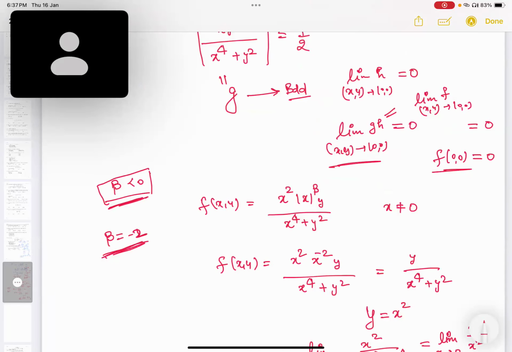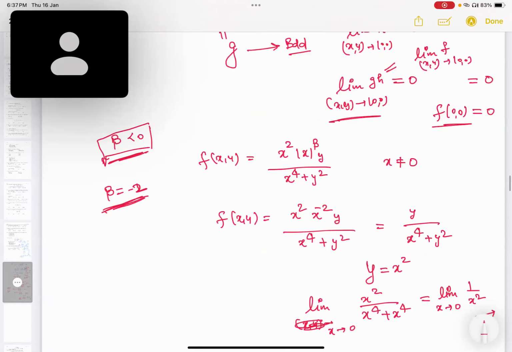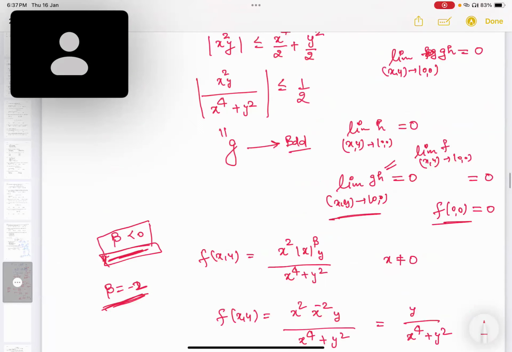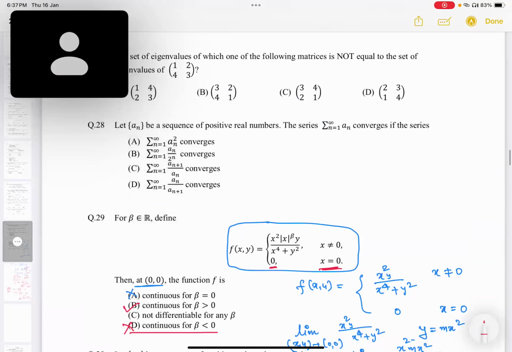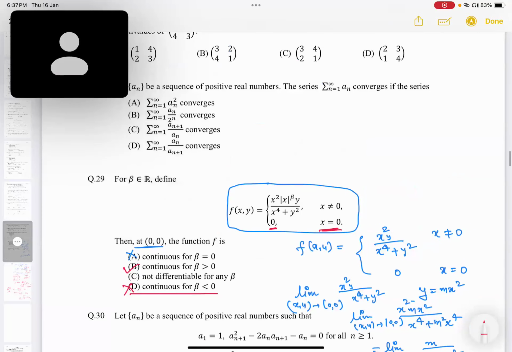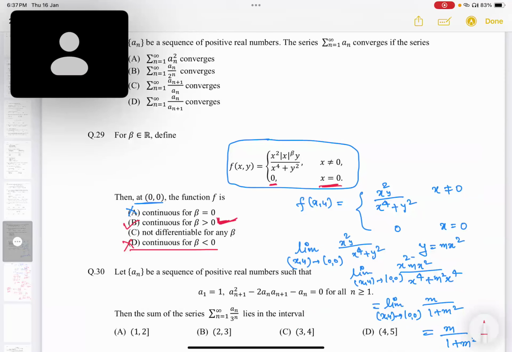For beta equals -2, in particular, you can do this part for any beta less than 0. So this option is also not true. The only option, it's actually a single option type question, so the only option correct is B. A, we have seen is not true. We have seen D is not true. Once we discuss the differentiability of these functions, you can check this function. This is also not true.